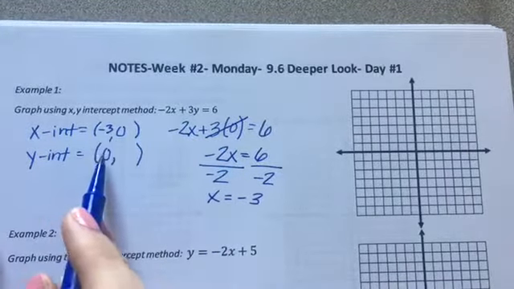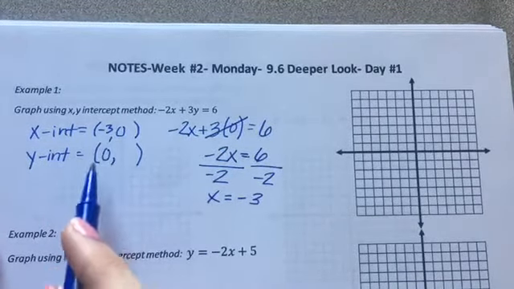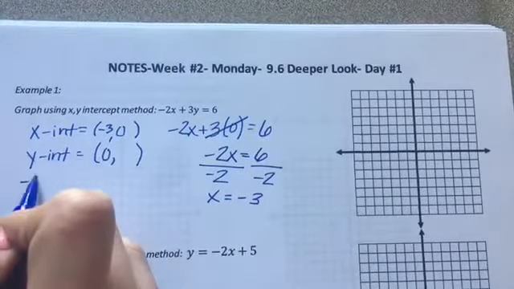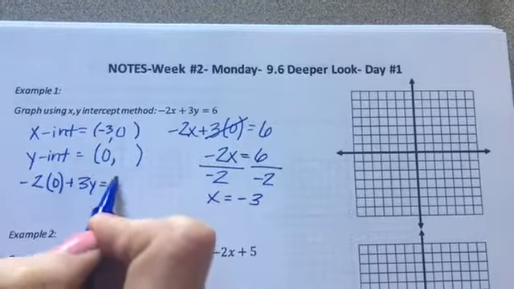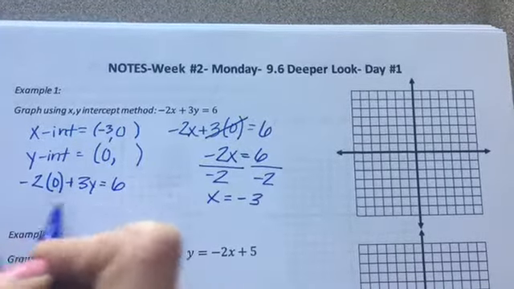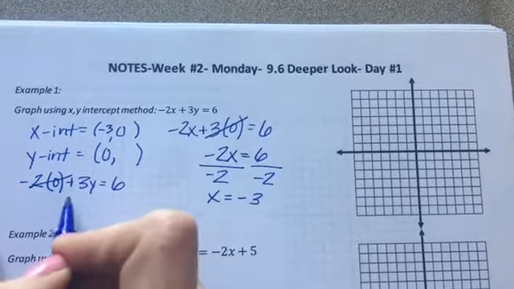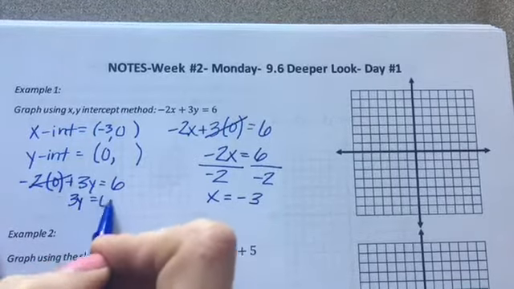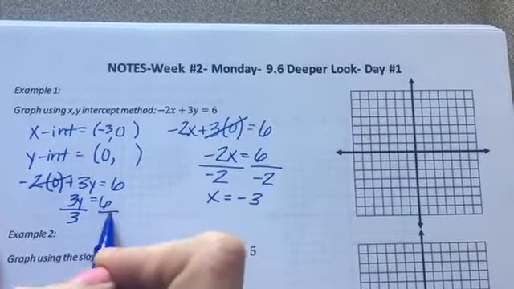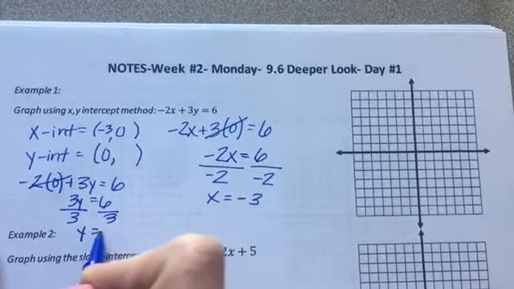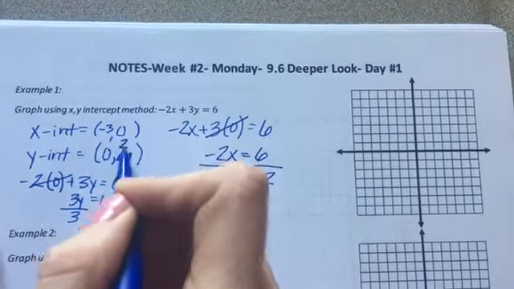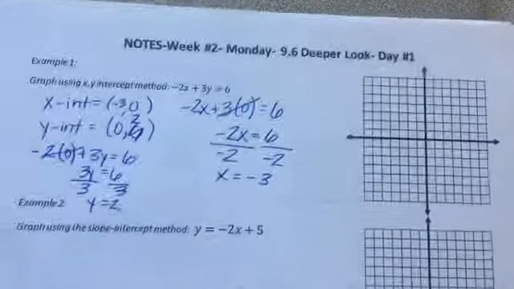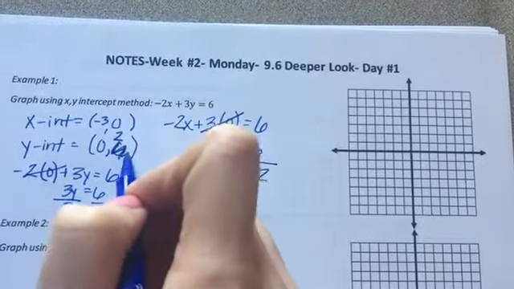And now we're going to find our y-intercept. Same thing, except we're plugging 0 in for x. Negative 2 times 0 plus 3y equals 6. Negative 2 times 0 goes away. 3y equals 6. We divide both sides by 3. And y equals 2. So when x is 0, whoops, y is 2. Sorry, I kind of goofed that up. So it's 0, 2 there.